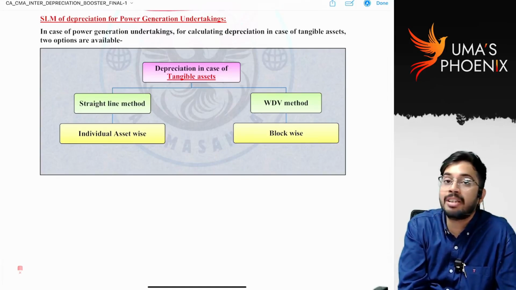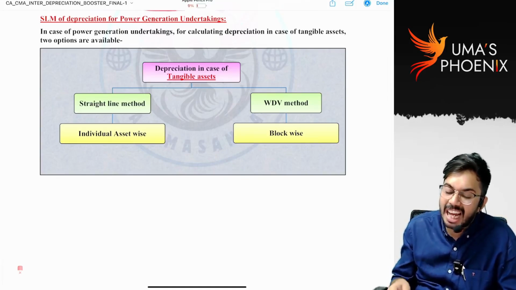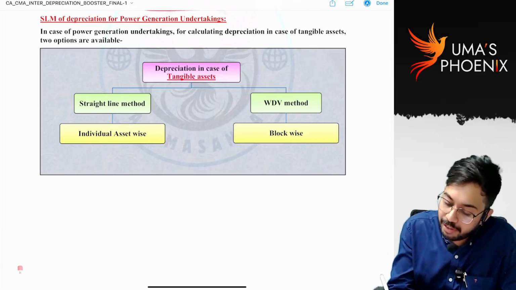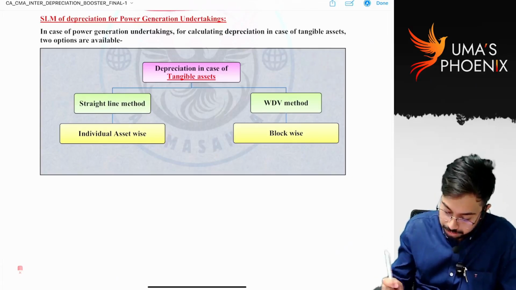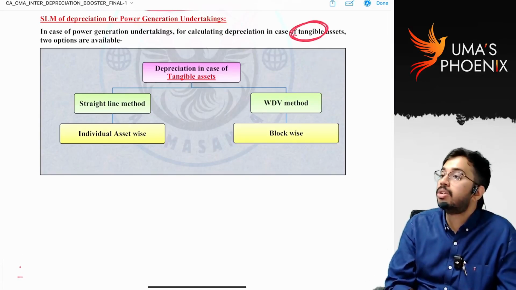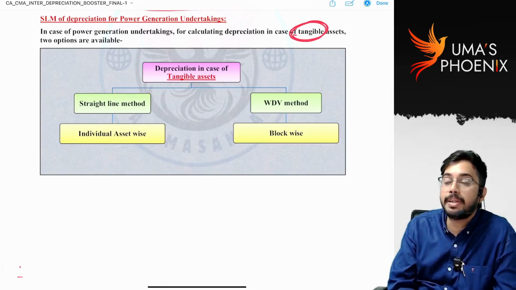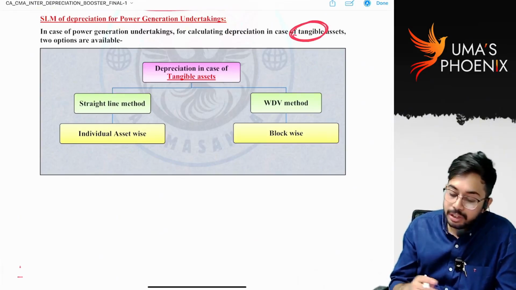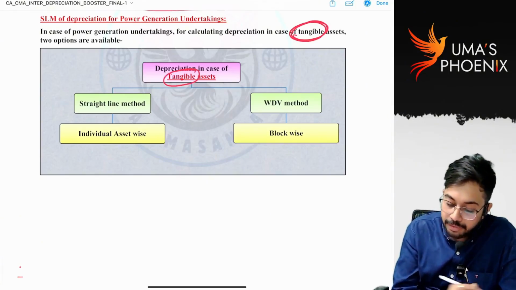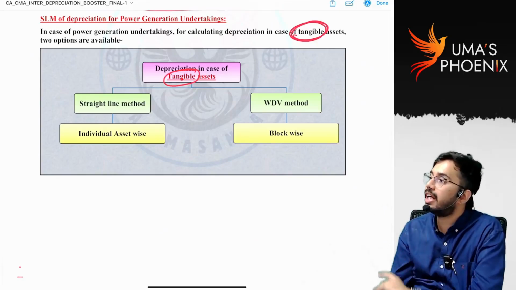In case of power sector undertakings, for calculation of depreciation of tangible assets, very important, the option is available only for tangible assets. For intangible assets, you need to calculate depreciation under the WDV method. So for tangible assets, either they can follow the straight line method or the written down value method.